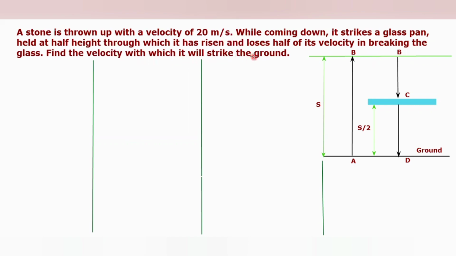First of all, a stone. This is the ground here in this diagram. A stone at the point A from the ground is thrown up with a velocity, that means with an initial velocity of 20 meters per second. From the point A, it is thrown upwards.